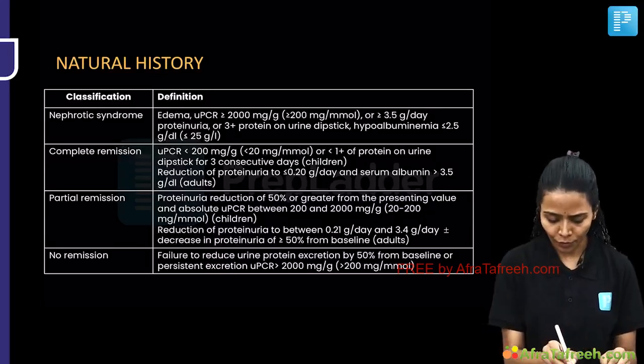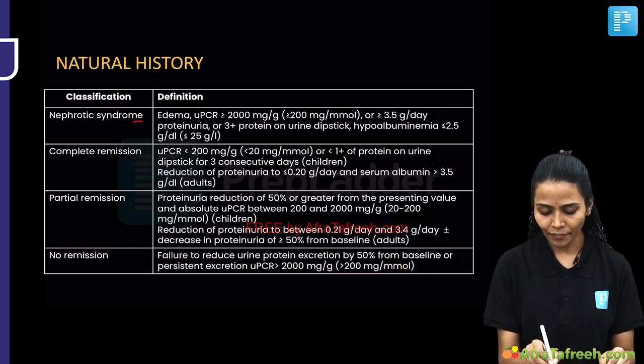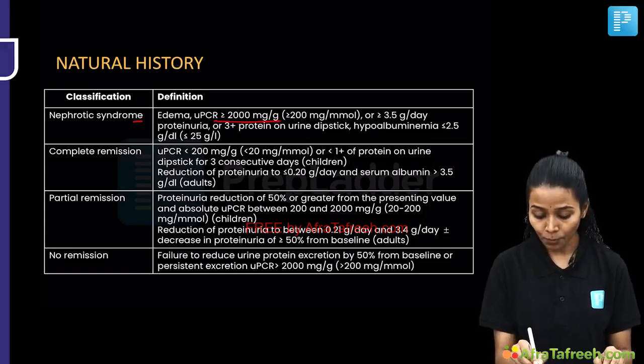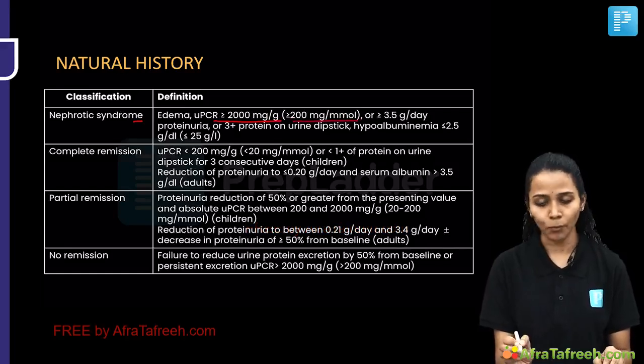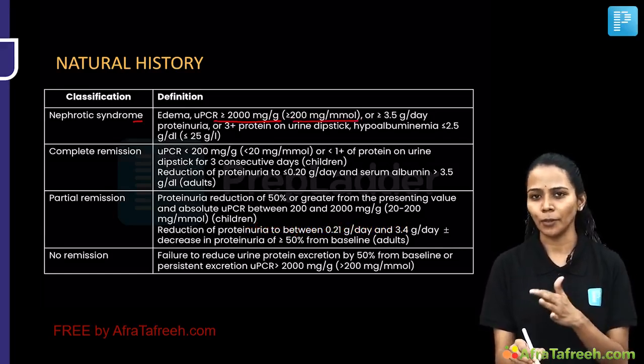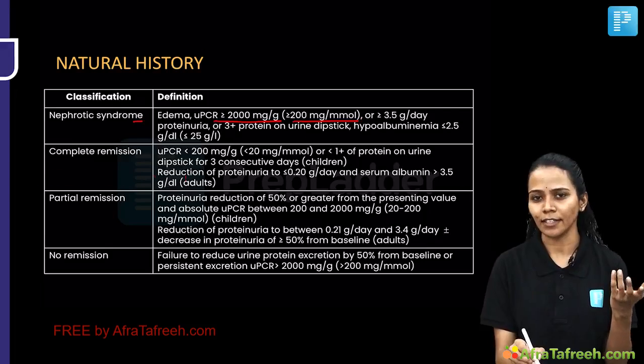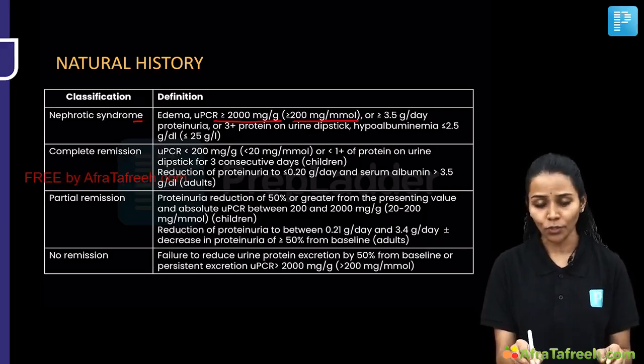So, first is the definition of nephrotic syndrome. In children, when there is edema, and urinary PCR is more than 2000 milligram by gram or it is more than 200 milligram by millimole. Okay, so this gram of creatinine, when it is converted to millimole, it's approximately 110, 113. So that is how this calculation comes.